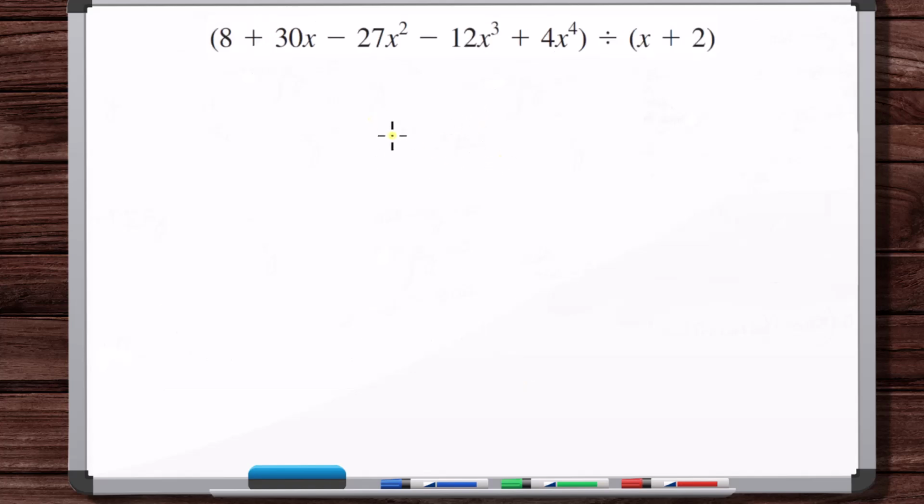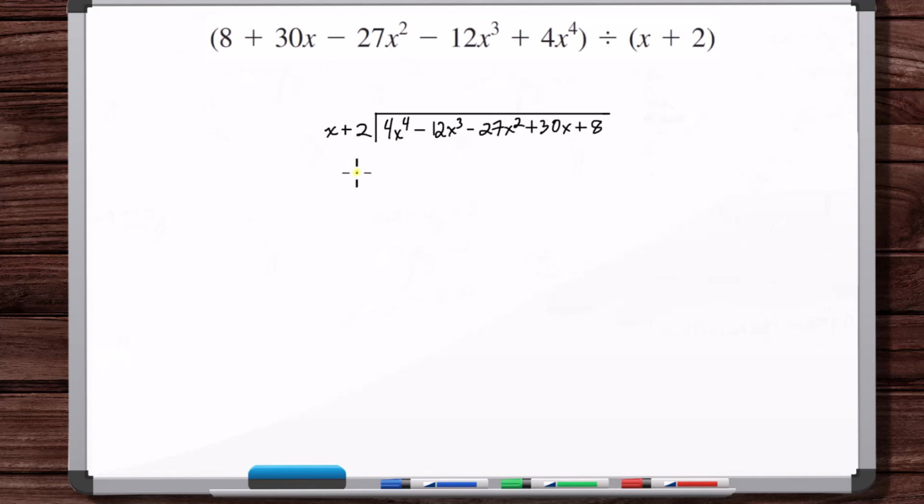Okay, same process. Let's draw the long division symbol. Now we want to write this in descending order with placeholders where necessary. So we've got 4x to the 4th minus 12x cubed minus 27x squared plus 30x plus 8. We don't need any placeholders. And then same thing with the divisor, descending order with placeholders if need be. We don't need any placeholders.